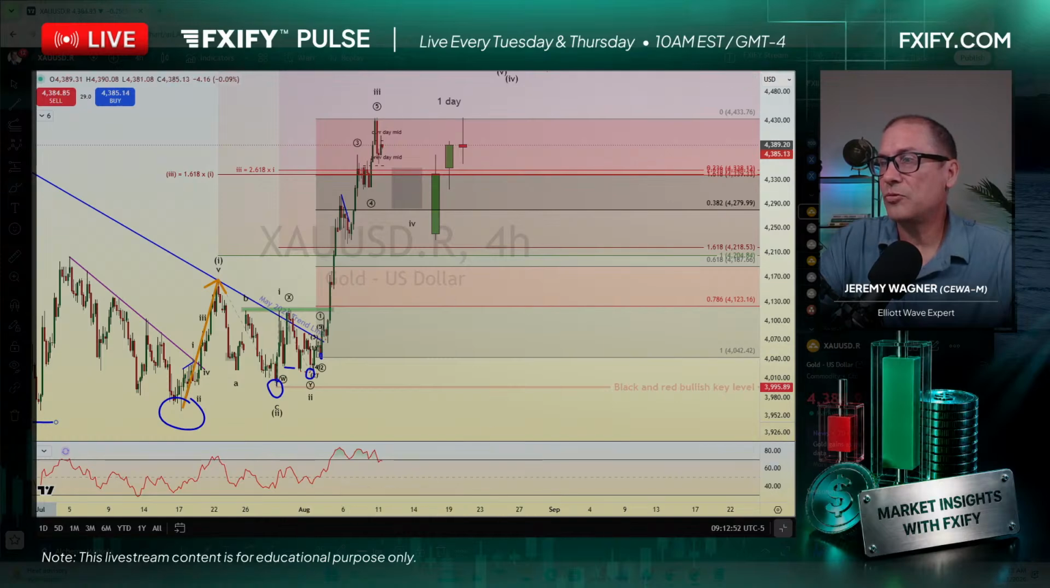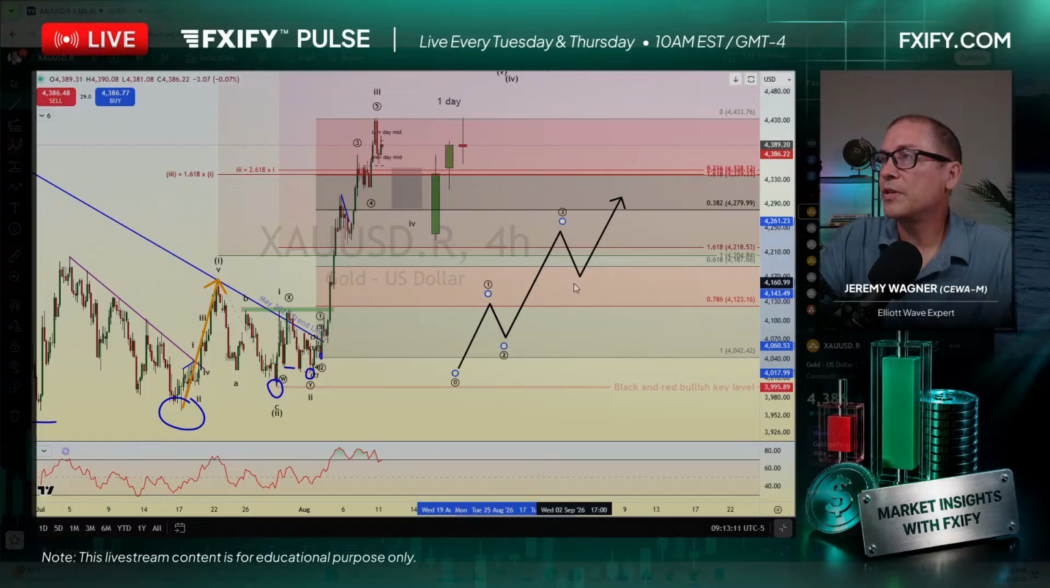So again, getting back to that idealized impulse pattern, let me just refresh it. Okay, this would be an idealized impulse pattern, and this would be labeled 1, 2, 3, 4, 5. And so from Elliott Wave terms, let me change the degree of this.